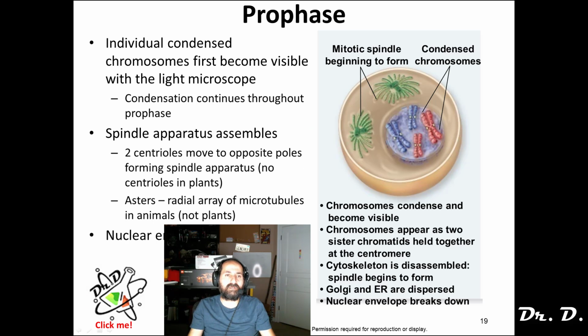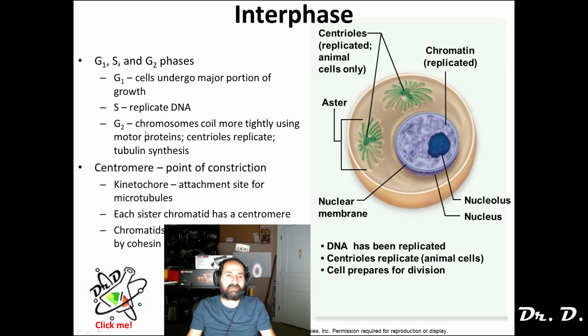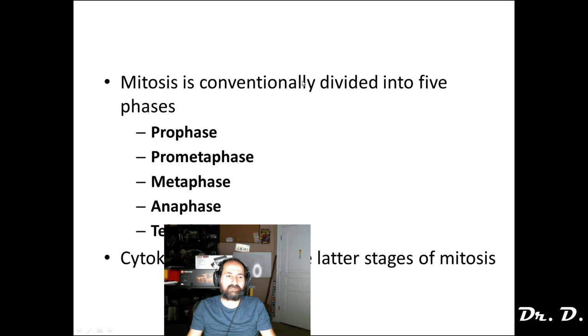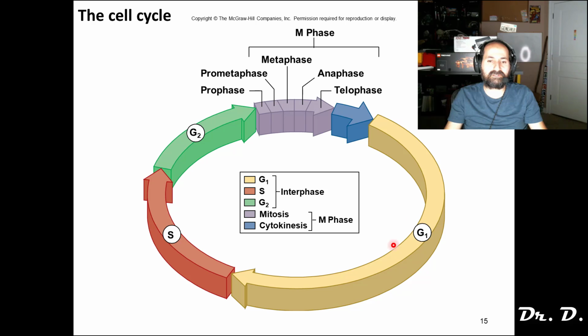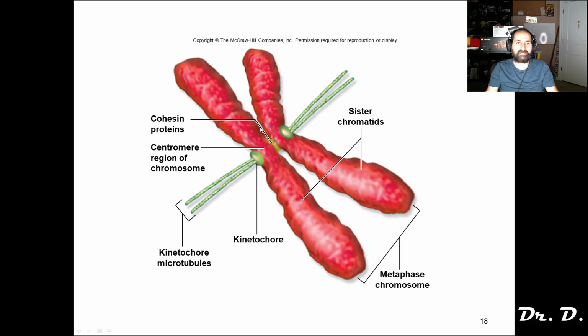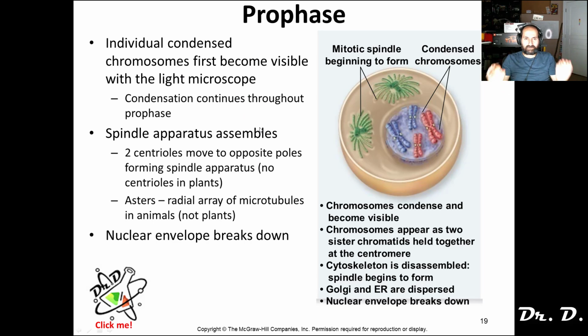Okay, so prophase. By the end of interphase, you've undergone G1, growth, S, synthesis, and G2, centrioles replicated, DNA condensed. And now you're ready to enter M phase, which starts with prophase. So now we're ready to enter mitotic phase. So let's talk about that. During M phase, the first part is called prophase. And what happens during prophase?